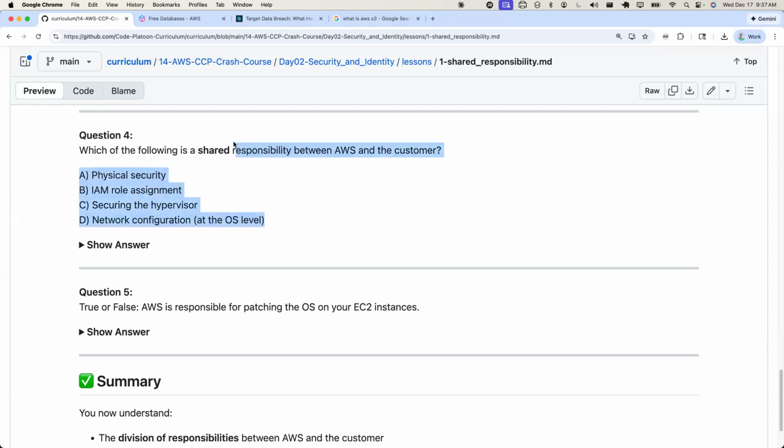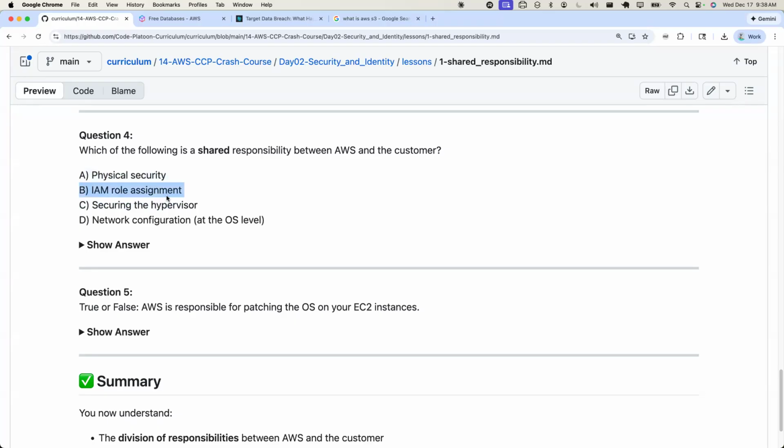Last couple questions. What's a shared responsibility between AWS and the customer here? Let's use the process of elimination. Is physical security shared? Obviously not. Yeah, I see some shaking of heads. What about securing the hypervisor? Does that sound like it's going to be shared? Again, shaking of heads, right? These sound like AWS's job. They're part of the cloud. So now we've got two things left.